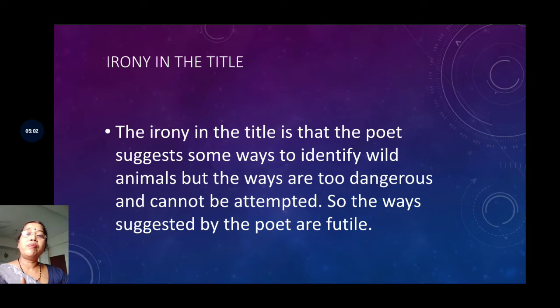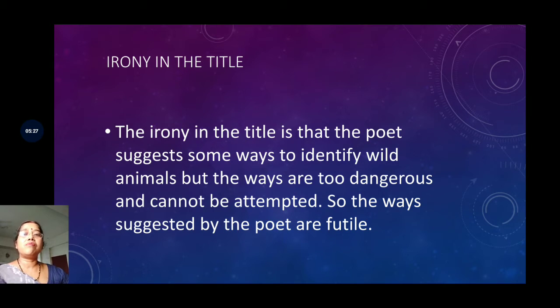So the poet says that you can adopt these measures, these methods to identify the wild animals. But in reality, in a practical way, these methods are not applicable. We can't go with these methods. So here is the irony. Not only in the title, there are stanzas also where we can find examples of irony.